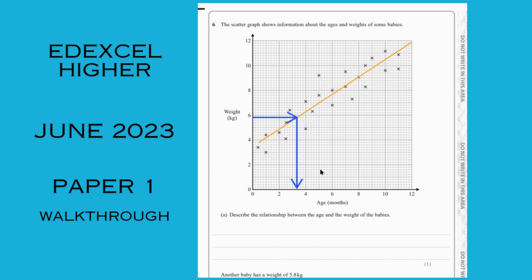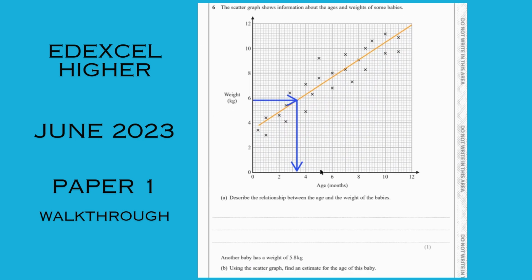Number 6, also cheated, because scatter graphs are pretty straightforward. When it says describe the relationship, it's given you 3 lines. It's not good enough. It doesn't say describe the correlation. Correlation would just be positive. It's not asking for that. When it asks for you to describe the relationship, make sure to get in the words that feature on the axes. So you need to say things like the older the baby, the heavier it is, and so on.